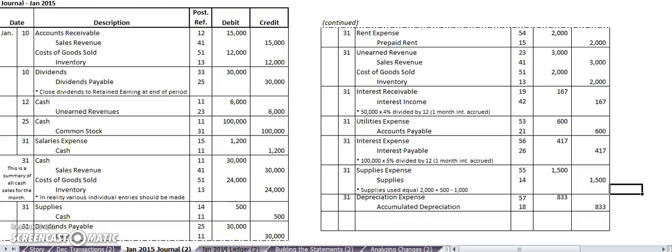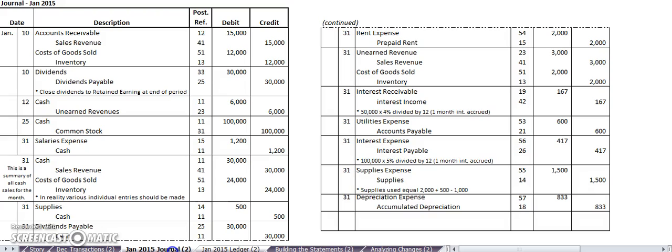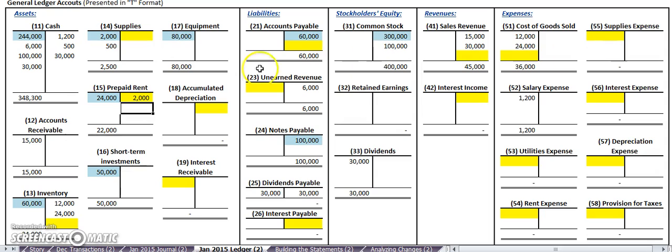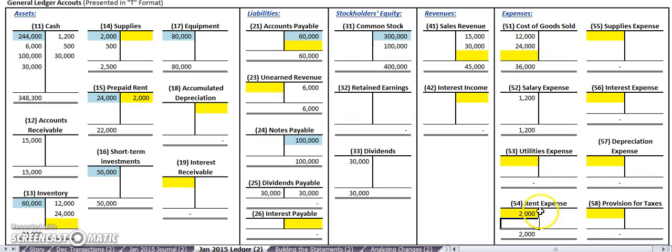Now we'll go to the January of 2015 general ledger, and we're going to start the posting process. Okay, so the rent expense was one of my first entries, right? And I've highlighted the ones where I did adjusting entries. So prepaid rent goes down by $2,000. Now we have a $22,000 balance, which is what I wanted. There's going to be rent expense right here. That's the offsetting entry. Rent expense for $2,000. Okay.